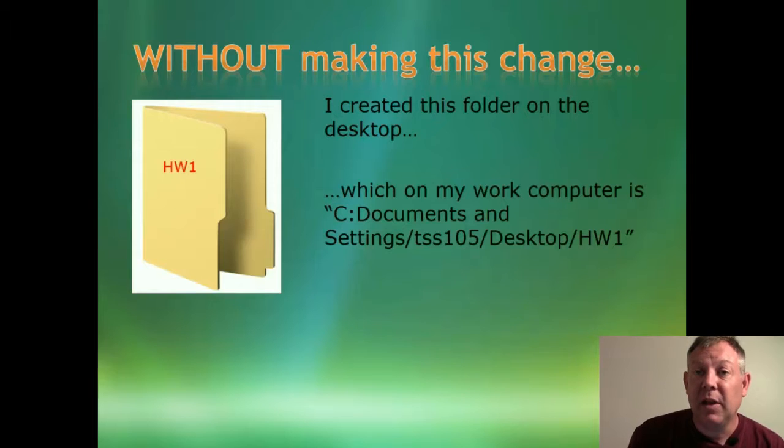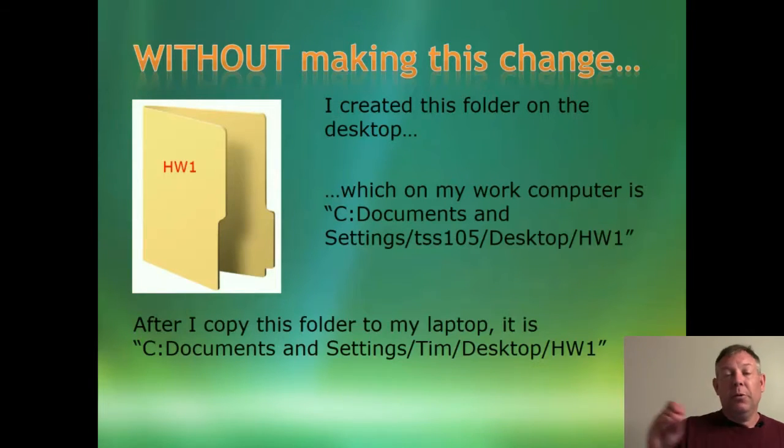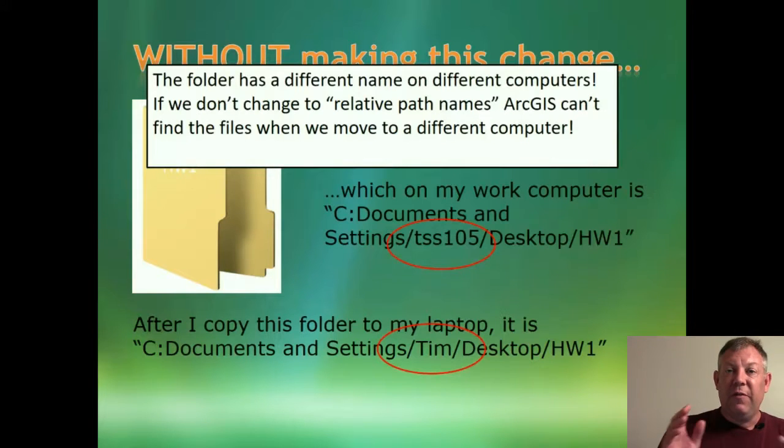And so then let's say I'm going to take this home and work on it. So I copy the folder to my USB drive, just like I'm supposed to, plug my USB drive in at home, and copy it over to my desktop at home. It's on the desktop again. It should be fine. It's not fine. Because when I go home and look at the file name on my home computer, it's slightly different. That part in front of the HW1 is slightly different because I'm on a different computer.